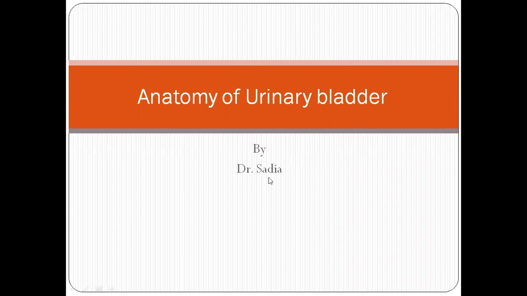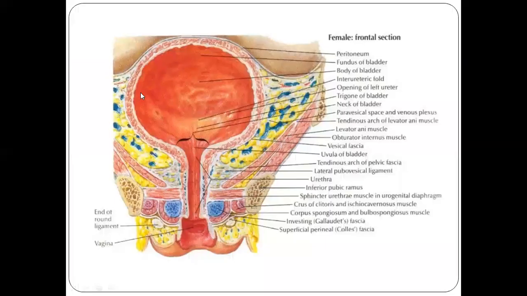I'm Dr. Sadia. This is a picture of the urinary bladder, and this is the urethra in case of female. So this is an area of the trigone. These holes receive the lower part of the ureters at the superolateral angles. At the inferior angle, it receives the urethra. So this is the bladder.